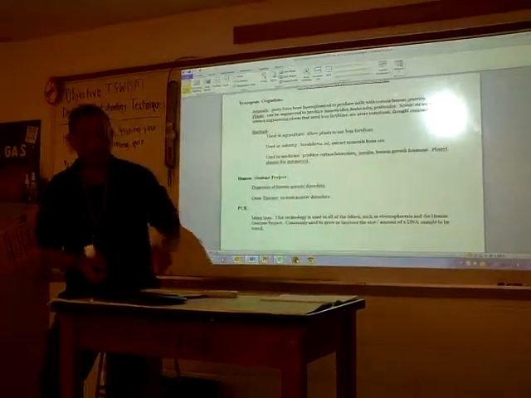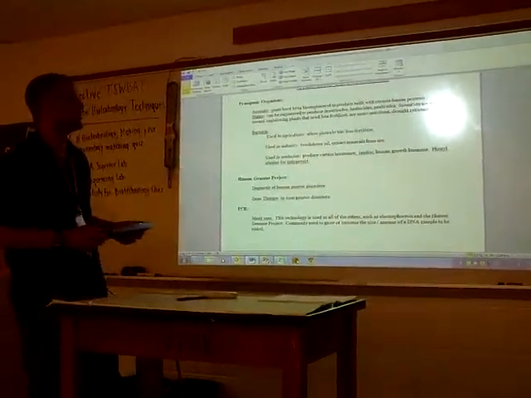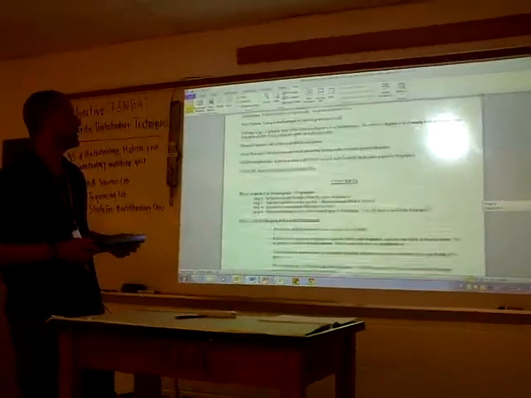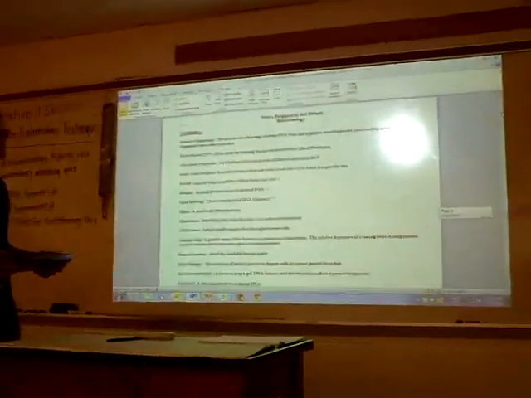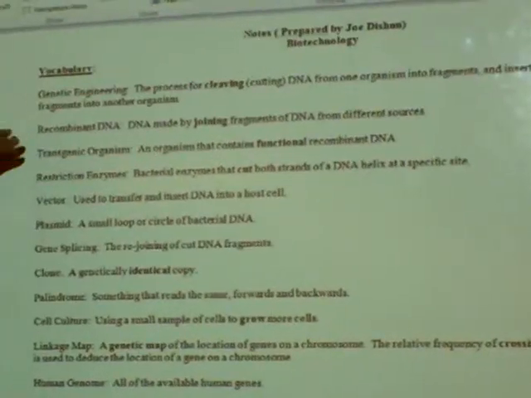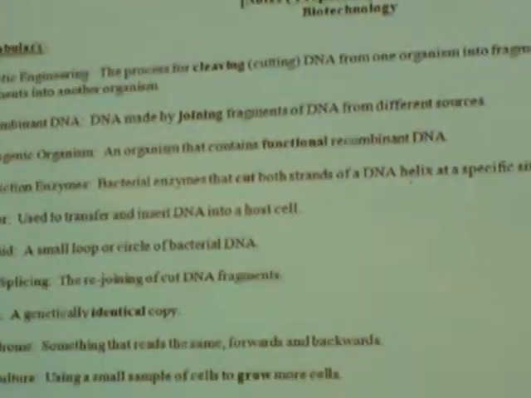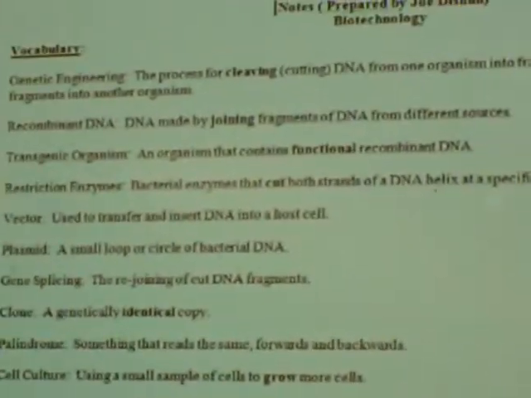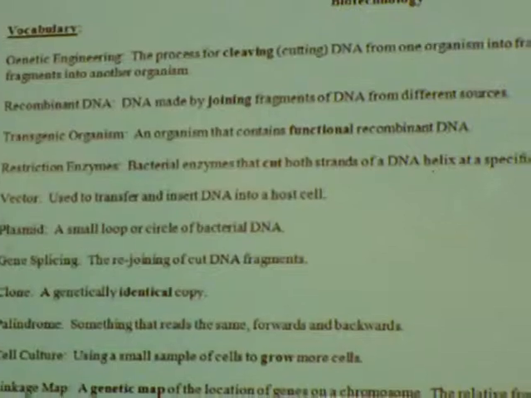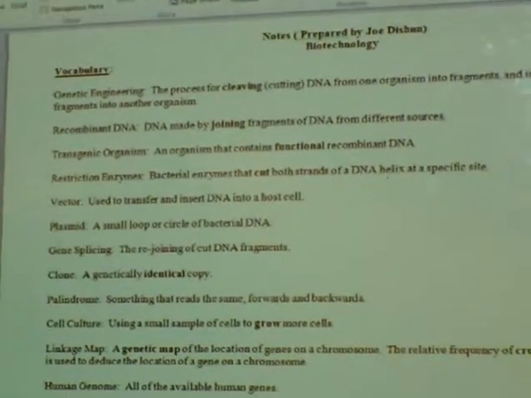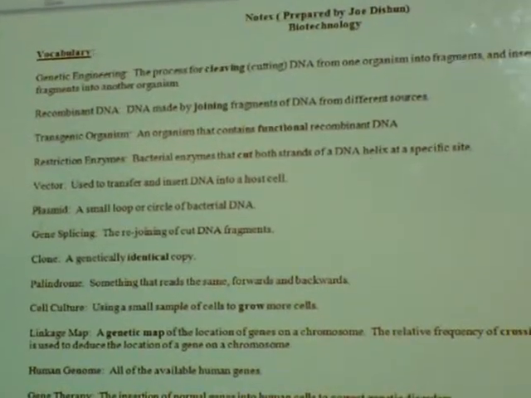One of your list of vocabulary words, we can go back up here, make sure you get this. All right? Here's some big ones. Recombinant DNA, transgenic. A transgenic organism is an organism that has DNA from another organism. Bacteria have this unique ability to take in foreign DNA and express those genes.